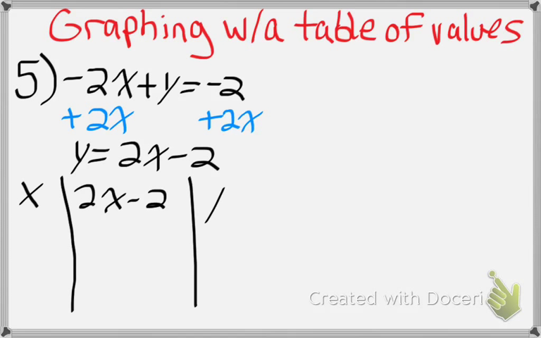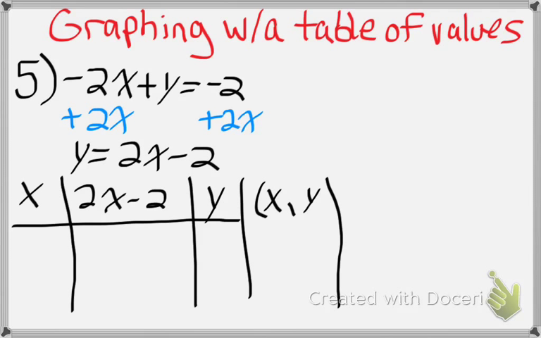And then we're going to get an output for y. And then we're going to have, technically, one more column for our ordered pairs where we're going to put those together. Alright, so let's pick some values for x. I suggest you pick easy numbers. I suggest you pick smaller numbers. So I'm going to pick numbers like negative 1, 0, 1. I'm going to pick numbers that are near the origin. So I'm going to pick negative 1, 0, 1.